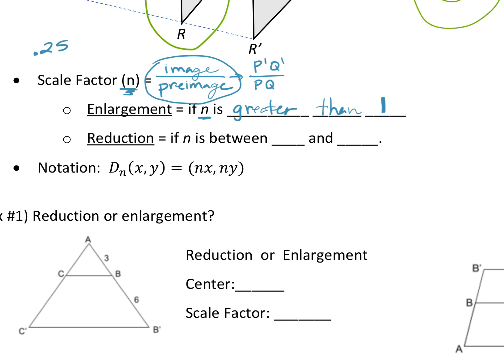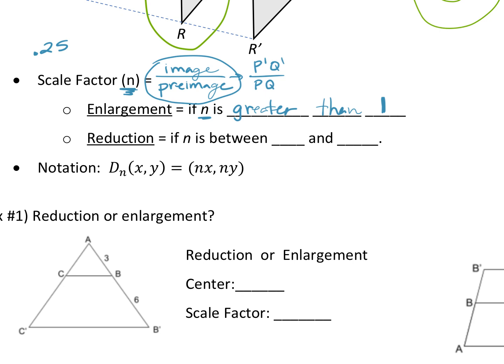So when you have an enlargement, your scale factor, what it grew by, needs to be more than 100%, right? 100% of the thing is the thing itself. 125% of the thing got bigger, right?